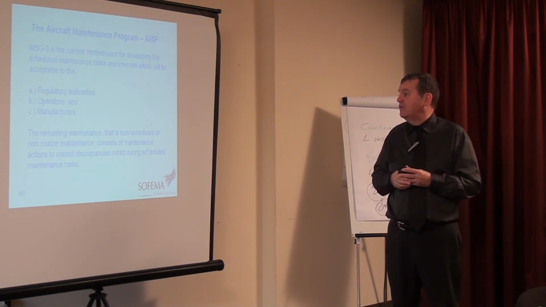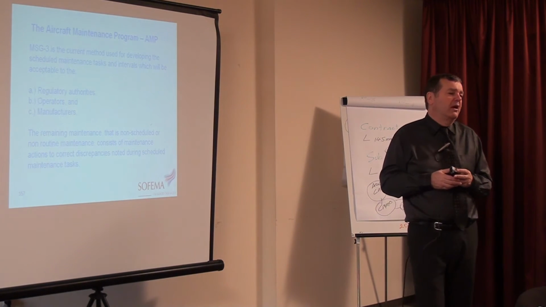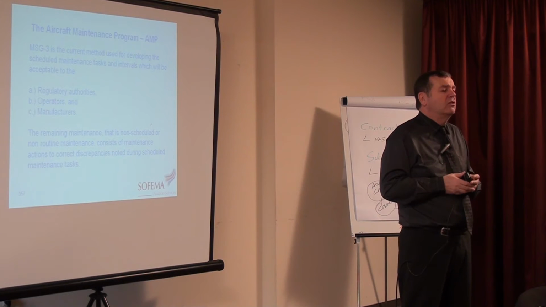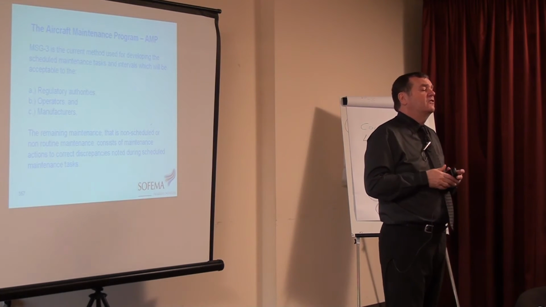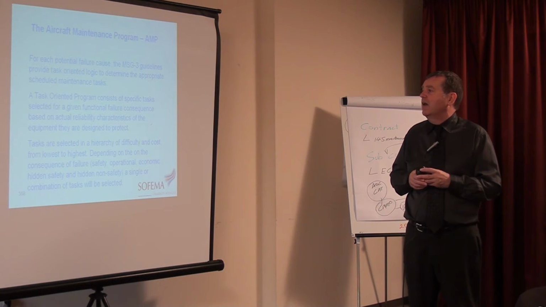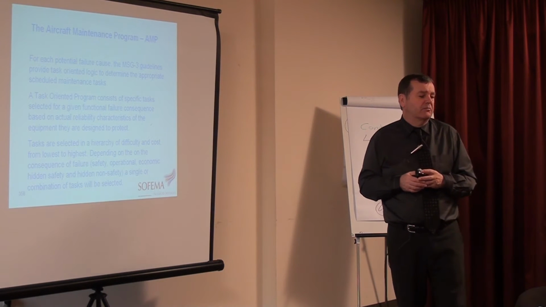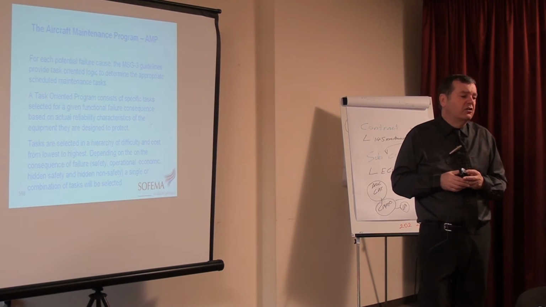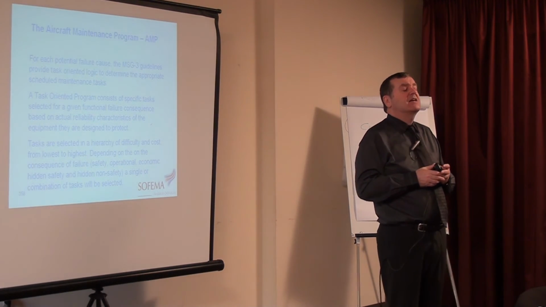The remaining maintenance, that is non-scheduled or non-routine maintenance, consists of maintenance actions to correct discrepancies noted during the scheduled maintenance tasks. So we find something wrong and we defer it, but we need at some point in the future to perform a maintenance activity to correct it. For each potential failure, MSG3 guidelines provide task-orientated logic to determine the appropriate scheduled maintenance task. And so we finish up with a task-orientated maintenance program. It's not packaged as checks, it's packaged as tasks.